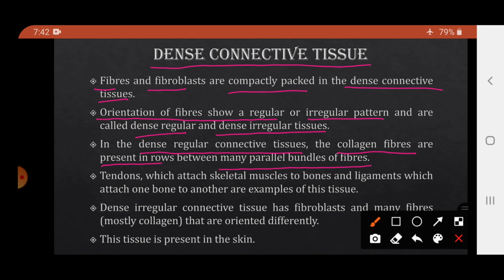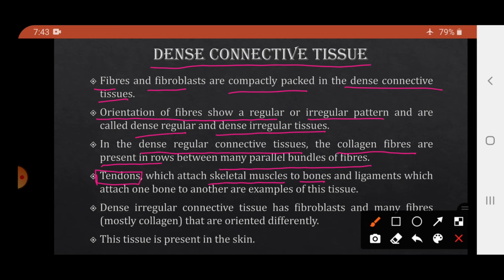So basically here there will be the parallel bundles of fibers. पहले तो फाइबर्स कैसे अरेंज है? They are arranged in the rows, and these rows... ये रोज में फाइबर्स कैसे अरेंज्ड है? In the parallel manner. Now इसका एग्जाम्पल कौन सा है? Dense regular connective tissue. An example is a tendon. So tendon, it is a connective tissue which attaches the skeletal muscles to the bones.